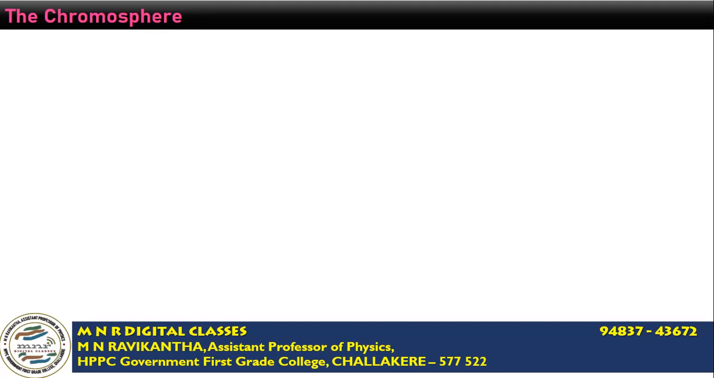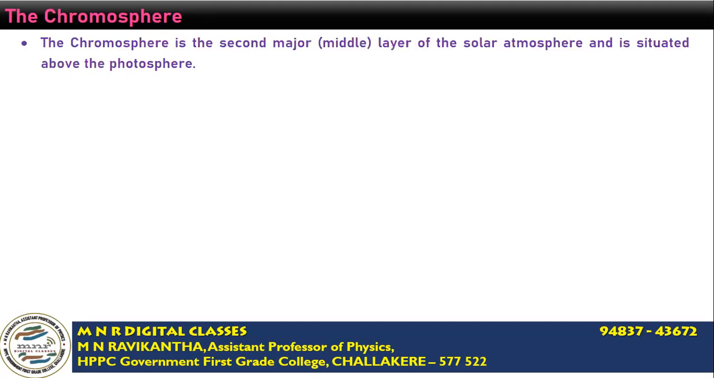The next layer is the chromosphere. The chromosphere is the second major layer of the solar atmosphere, and it is situated above the photosphere. The nomenclature is derived from its display of reddish color when the photosphere is eclipsed by the moon. During the solar eclipse, the chromosphere appears reddish in color. Because of this appearance, this layer of the solar atmosphere is called the chromosphere. We know that chromo means color.